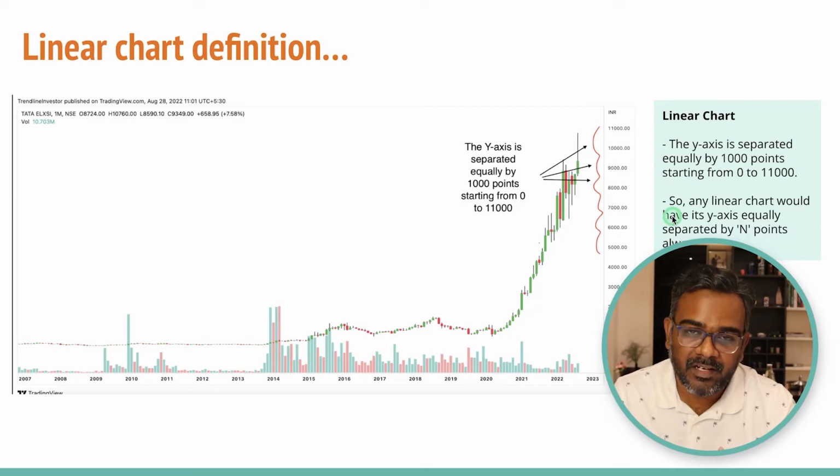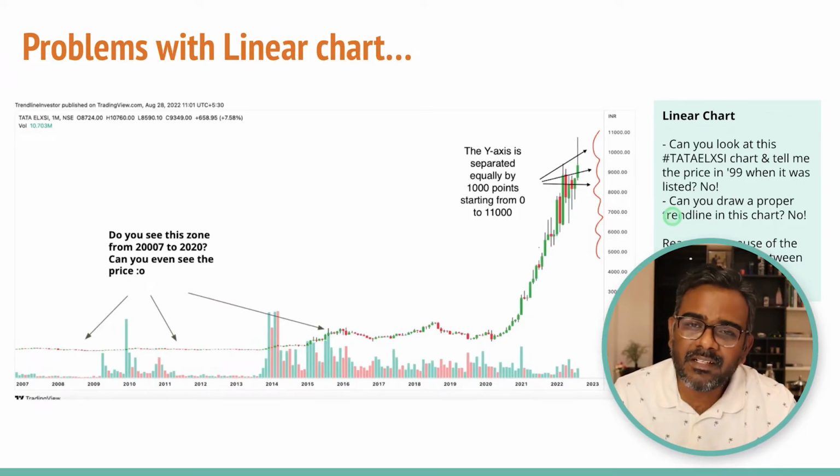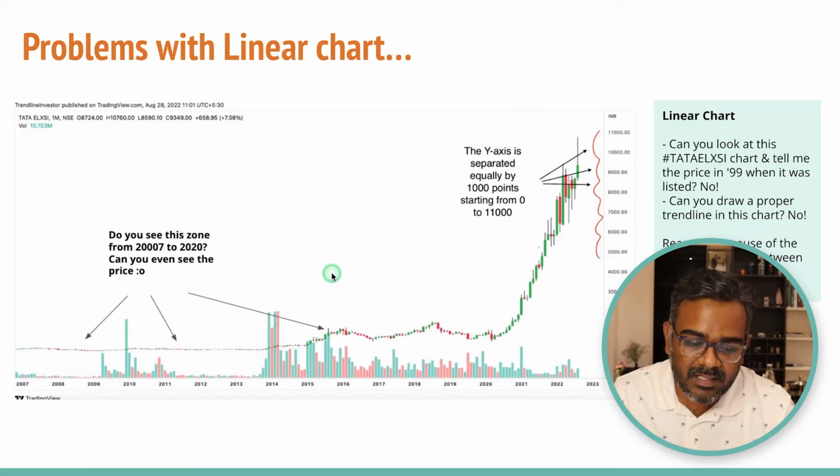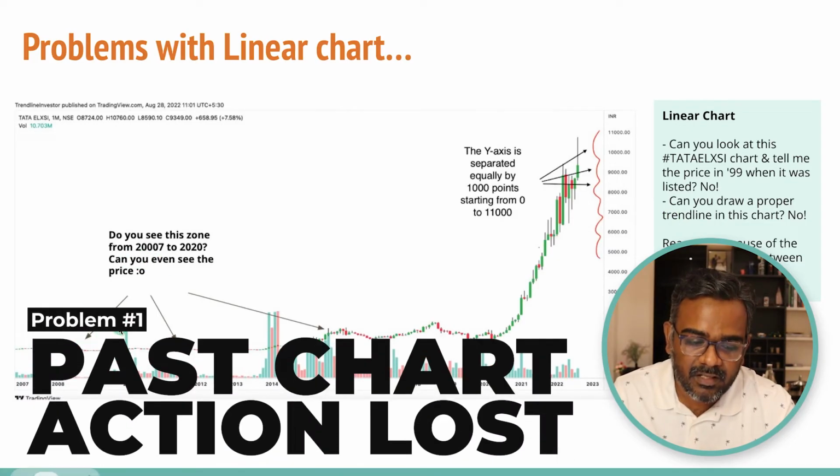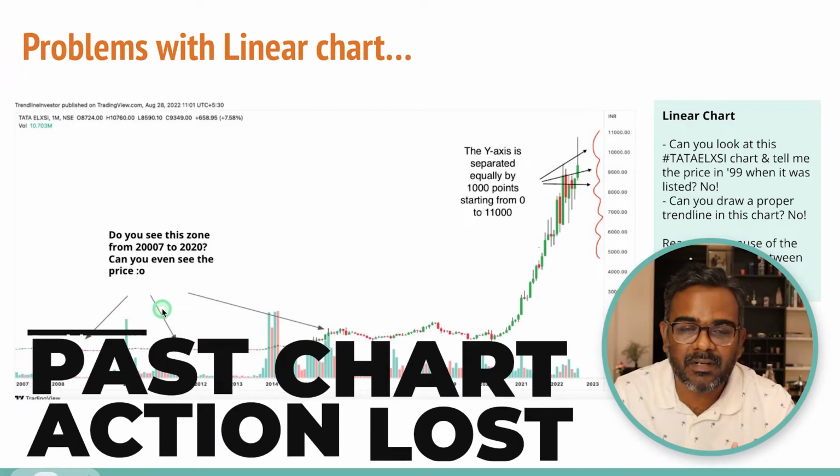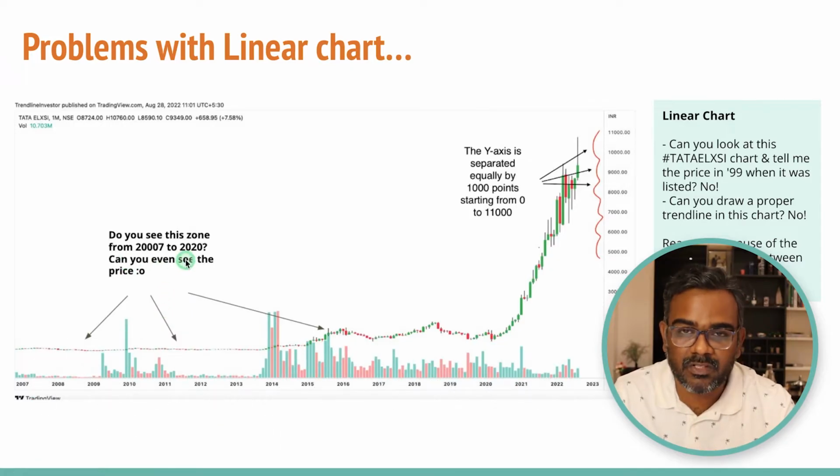All our lives we have mostly been using linear charts. We never use log charts. Now let's take a look at what the problems are. There are a lot of problems with linear charting. For example, in this zone, you're not able to see what actually happened in this chart between 2007 and 2020. There's not really a price view that you can get when you look at a linear chart in the initial years, when the price was listed initially, and then the stock has really risen up. Here we don't really get to see what has happened.